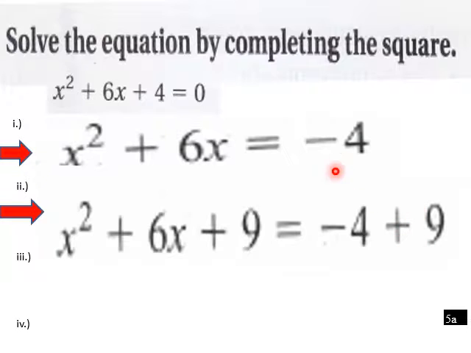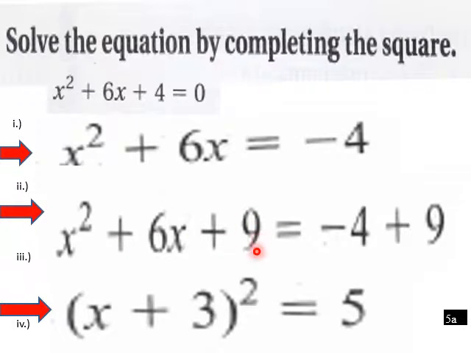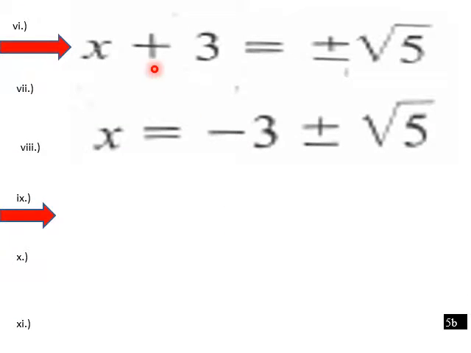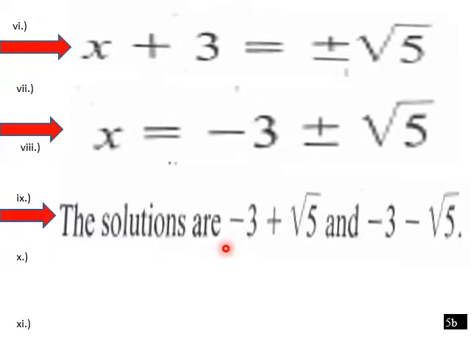We add that to both sides. Negative 4 plus 9. 1/2 of 6 squared is 9. Now we have a perfect square trinomial over here, x plus 3 squared. We combine these two terms. So now we take the square root of both sides. We have x plus 3 equals plus or minus radical 5. We move our 3 over here to get our final solution, negative 3 plus or minus radical 5. And then the solutions are negative 3 plus radical 5 and negative 3 minus radical 5.